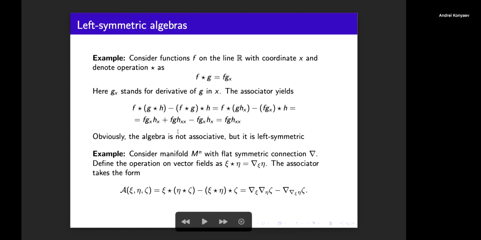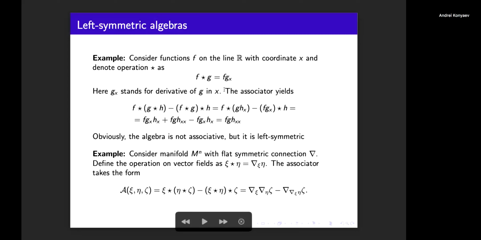See, and those cancel out, and we get the following condition. So the associator yields the following. We see that this associator is symmetric if we switch f and g. If we change places, we'll see that this associator does not change, right? So this is in fact a left symmetric algebra. This left symmetric algebra is a nice algebra. Keep it in mind. We'll see later that this algebra naturally appears in a very specific context of differential geometry.